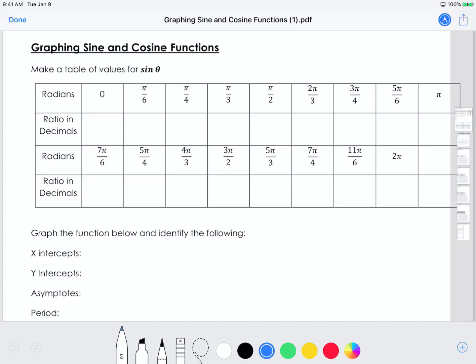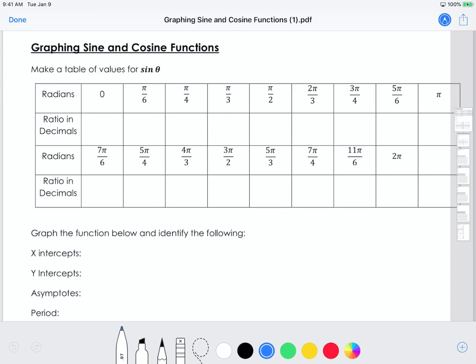In this video, I'm going to introduce you to the graphs of sine and cosine functions. The first thing we're going to do is make a t-table, and we're going to look at the sine function first. And remember that the value of sine, when we're looking at the unit circle, is the value of y at the terminal point where that angle swings open.